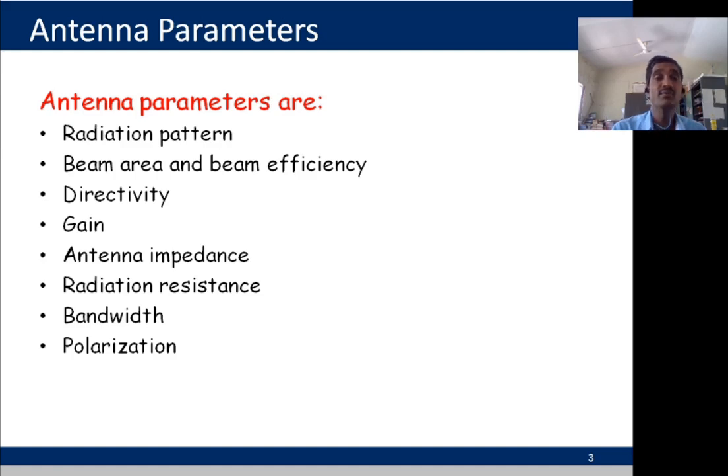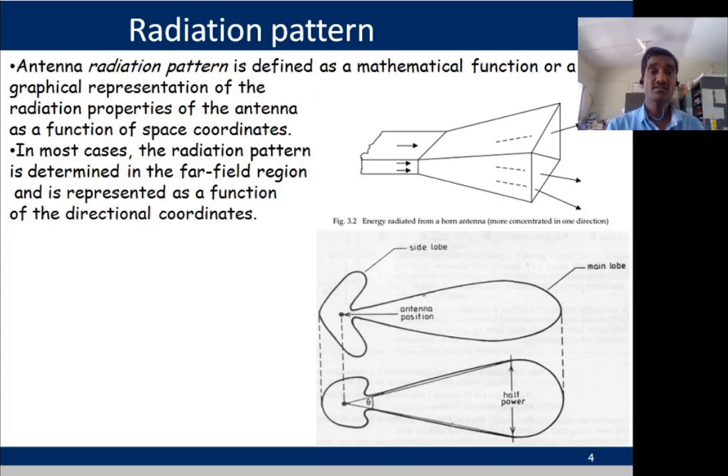And when designing the antenna, these parameters are very important. So which are the antenna parameters? The radiation pattern, beam area, beam efficiency, directivity, gain of the antenna, antenna impedance, radiation resistance, beam width, bandwidth, polarization. So these are the parameters of the antenna. Now we are going to study the first parameter of the antenna, that is the radiation pattern.